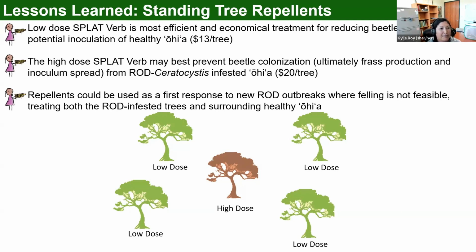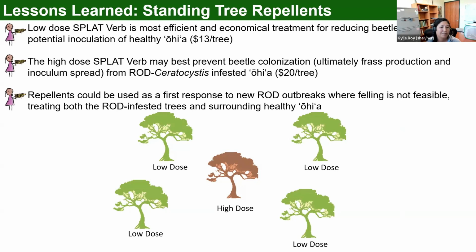better. So the high dose would cost about $20 a tree for the ROD trees, and ultimately reducing frass production.